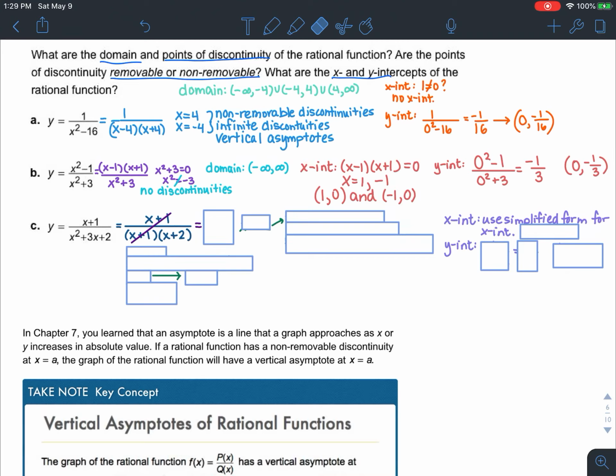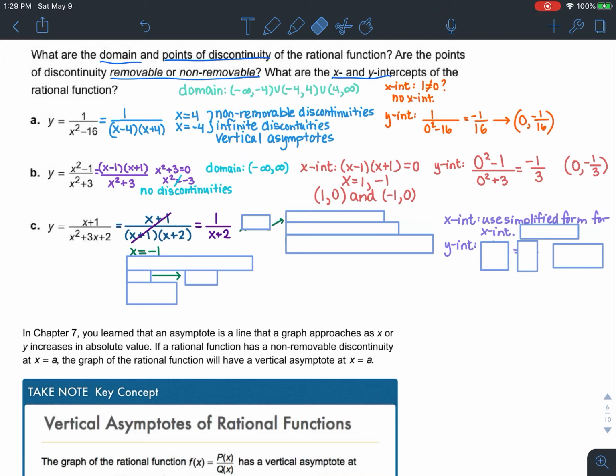All right, for C, we can factor the bottom on C, but look at what happens. I have an x plus 1 factor on the top and the bottom. Those cancel. And so what does that mean? A couple of things. It simplifies to 1 over x plus 2. So in this case, it would not be a line with a hole. It would be a rational function looking thing with a hole.